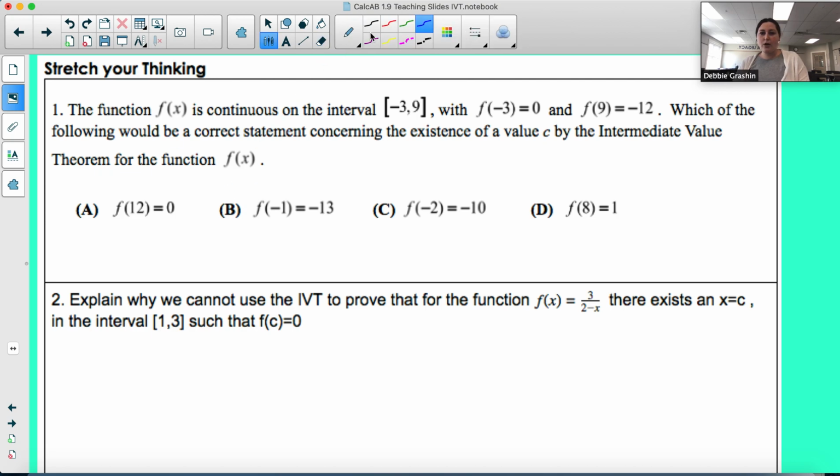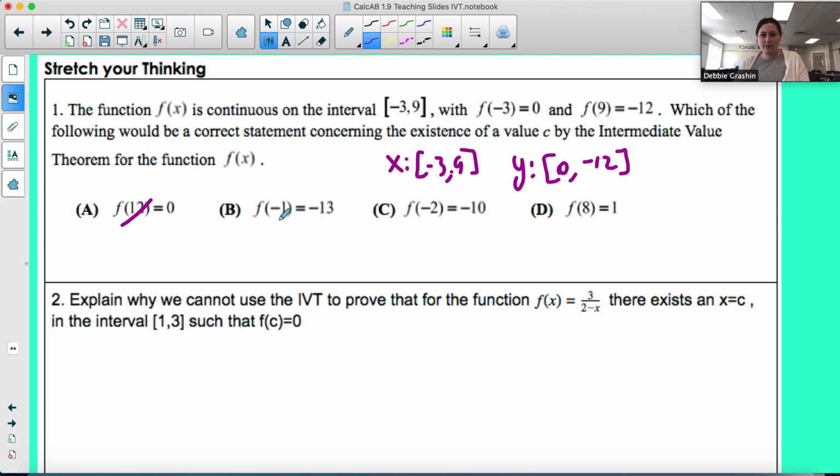theorem? Okay, so the x values, I'm just going to write this down. X is going from -3 to 9. The y values are going from 0 to -12. So we need something whose x value is in this interval and the y value is in this interval. And 12, no. -1, yes. -2, yes. And 8, yes. So all three of those have the right x values.